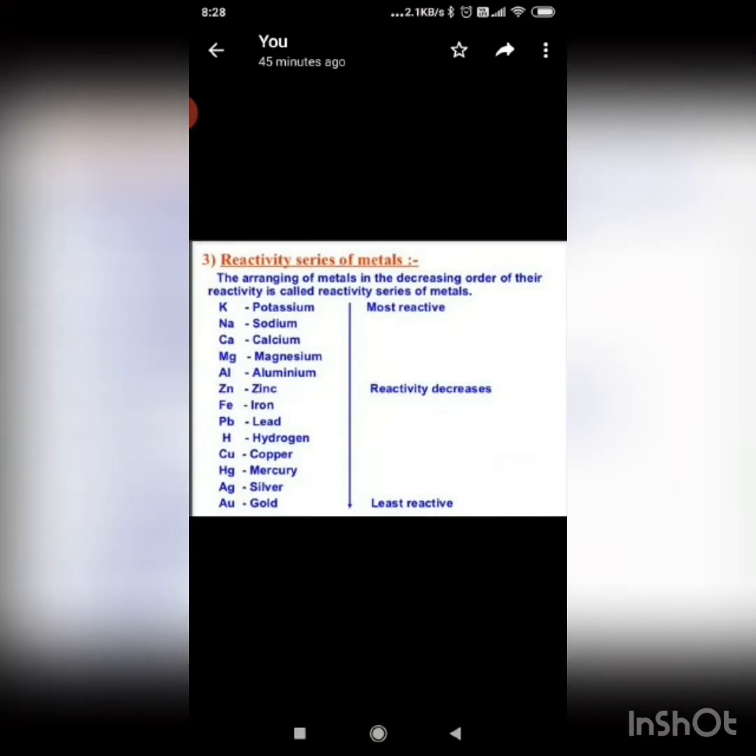So what is the reactivity series of metals? It is the arrangement of metals in the decreasing order of their reactivity. It is known as the reactivity series of metals. The most reactive metals are placed at the top and the least reactive metals at the bottom.